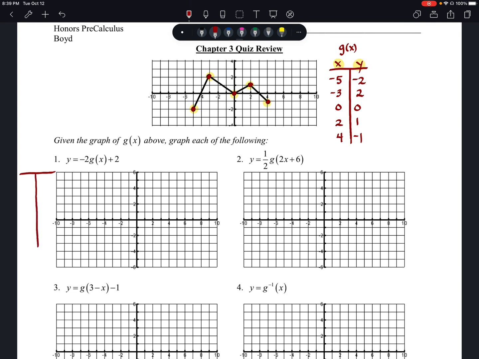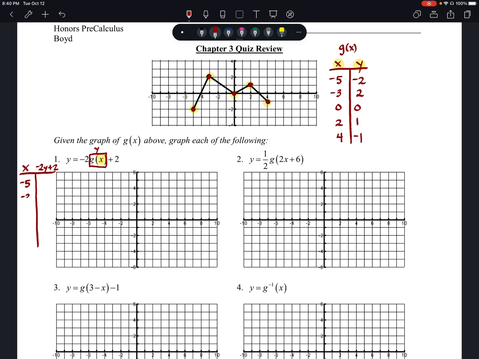So when we look at this first one, when we look inside of the grouping symbols, all we have is an x. So it looks like nothing is happening to x on this one. So we're going to keep our x values. And then, when we take out that g of x and we turn it into a y, we have negative 2y plus 2. So remember, we're going to go over to the table that we already created, and our x values are going to remain the same. So we can just copy those right onto this table.